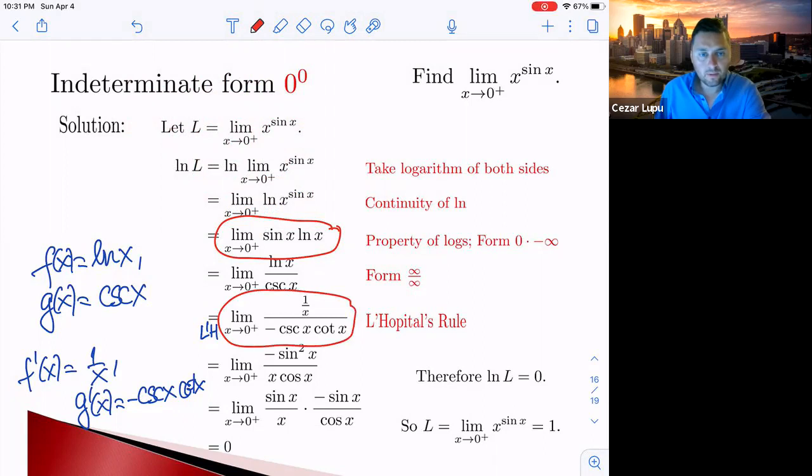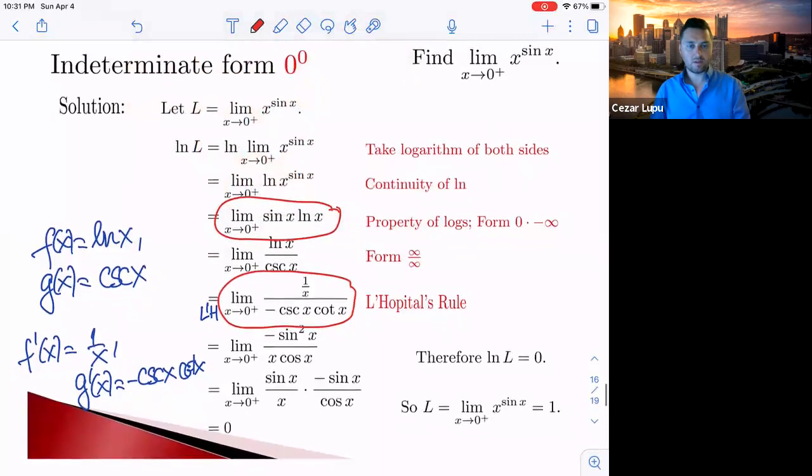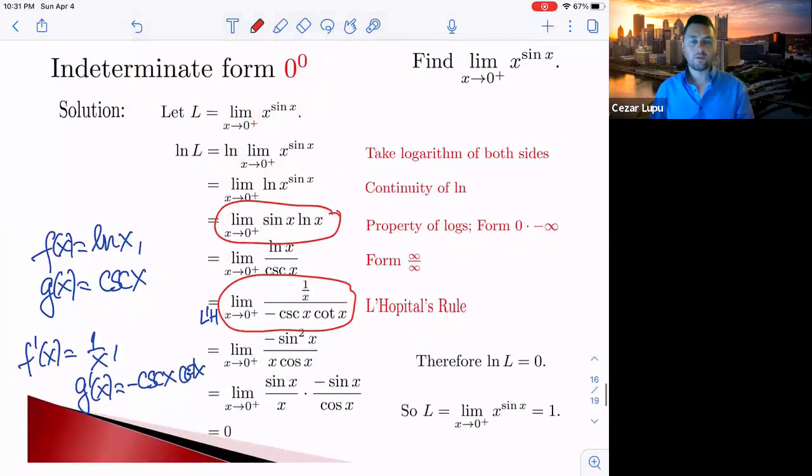and then we obtain this limit. Now you just do the algebra, and this will be equal to the limit as x approaches 0 of negative sine squared of x over x cosine of x, and then this will give you 0 anyway. I'll leave this to you as an exercise to figure out. So ln of L is 0, and this implies that L will be e to the power 0, which is 1. So the limit of this is 1.